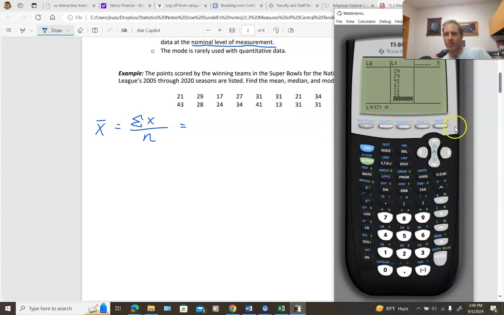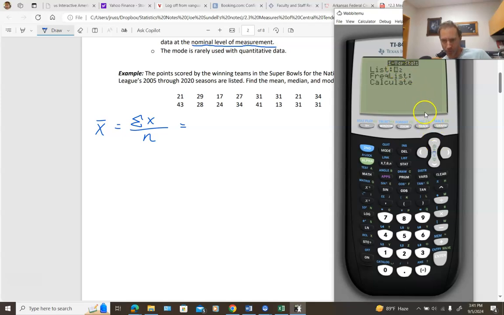Okay. All right, so once you've got your data in your list, now what you're going to do is go back to stat, and you're going to scroll to the right where it says calculate. And one variable statistics is highlighted, and that's what you're going to hit enter. And you want to make sure that you have listed here the list that you're using. Well, as you saw, I put my data in list 1, and I have list 2 listed. So I need to put in list 1.